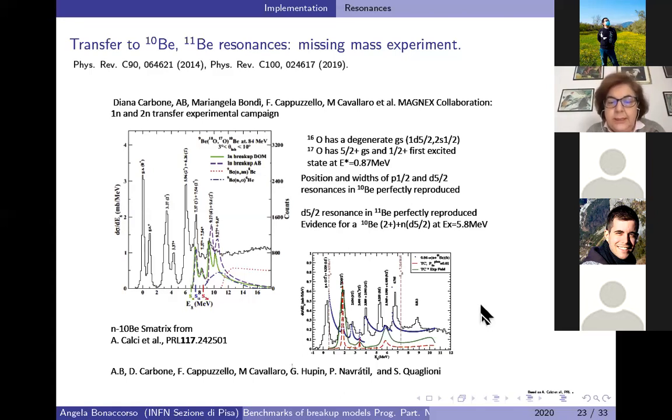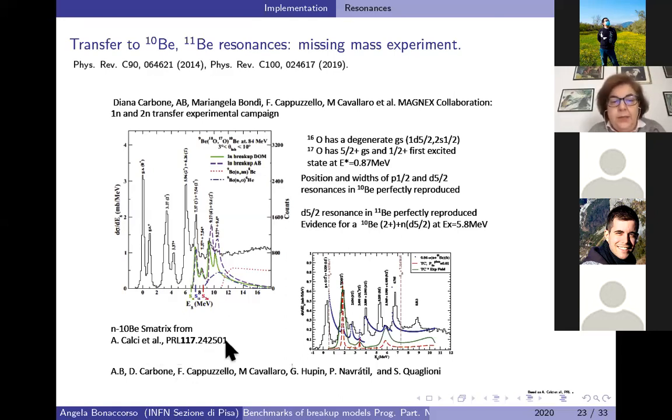But fortunately, there is an ab initio model by Navratil, Quaglioni, Hupin, Calci, and other collaborators. In their model, they explicitly get the neutron-beryllium-10 S matrix. Because in fact I just need the S matrix, in principle I need the optical model because I have to calculate an S matrix. But if I have the S matrix directly, it's even better.